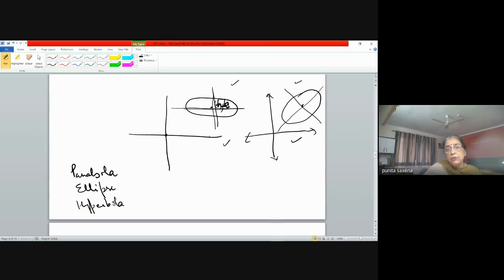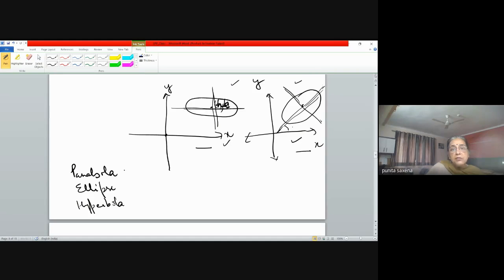ये difference आ गया ना दोनों में. If this is my x-axis, this is my y-axis, here also this is my x-axis, this is my y-axis. So ये वाली major axis जो है, this is inclined with x-axis at some angle. The minor axis is inclined with y-axis at some angle. तो इसका मतलब क्या हुआ? This situation is to be handled in a different manner. This situation has to be handled in a different manner.